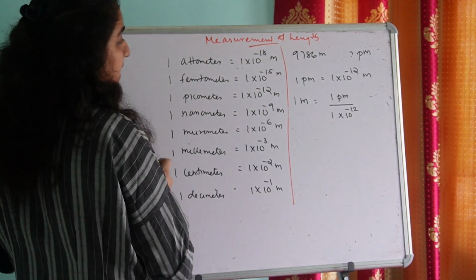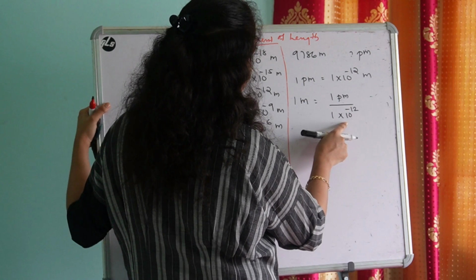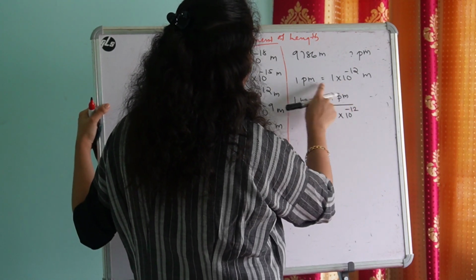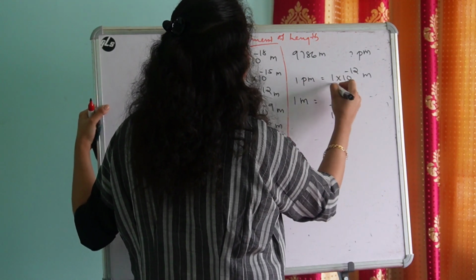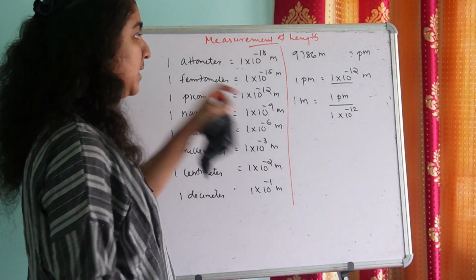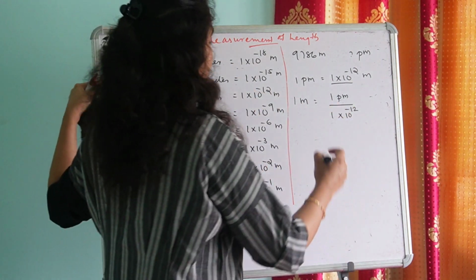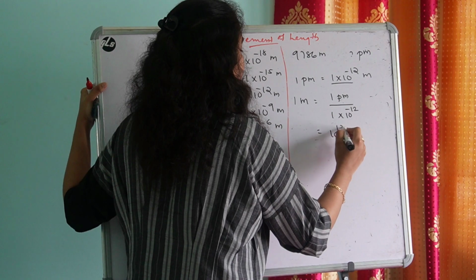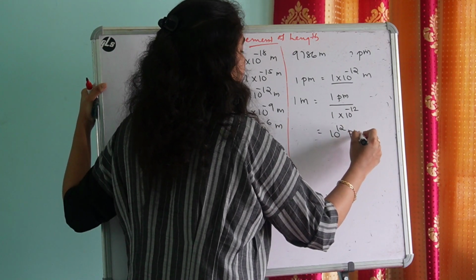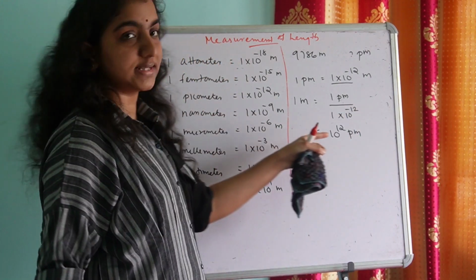So here I applied the same rule. So I divided 1 picometer by this particular number, 1 into 10 power minus 12 meter, and I get 10 power 12 picometer. Yes. So how did I get this?